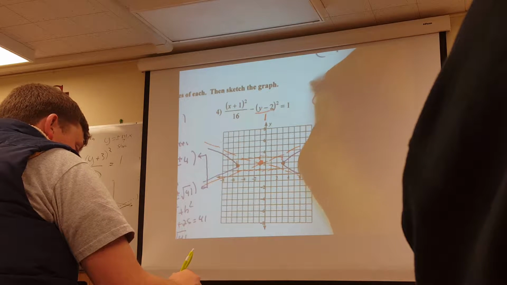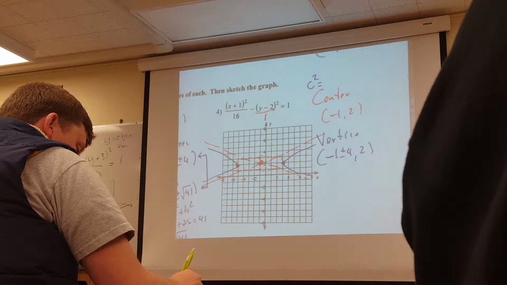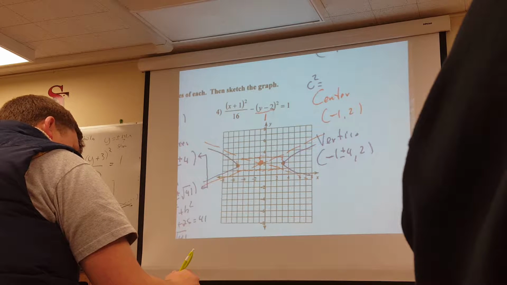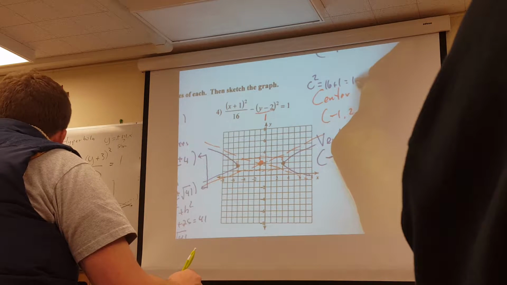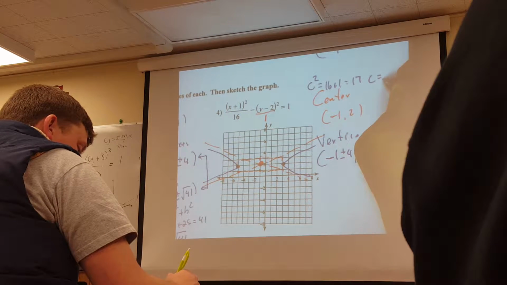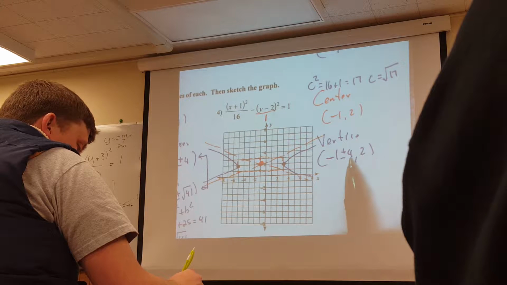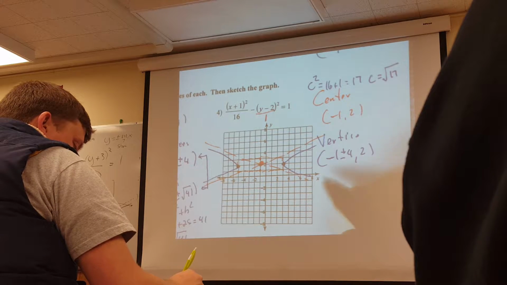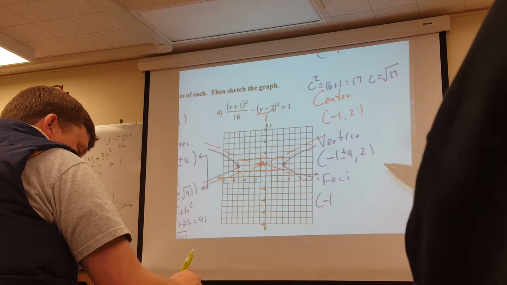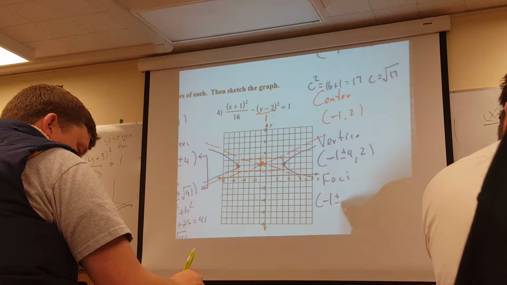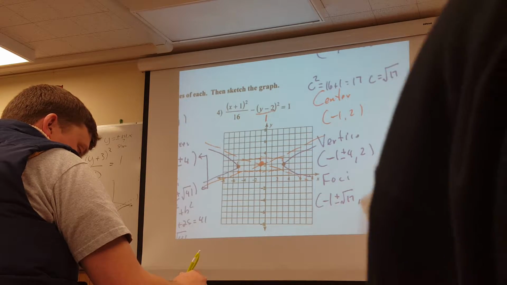What does c squared equal here? Which is 17. So c is the square root of 17. And that replaces the 4. So for your foci, you go negative 1 plus or minus the square root of 17.